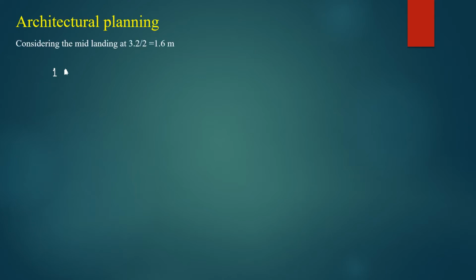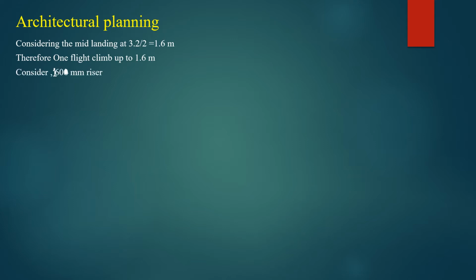So let us see about the architectural planning. Now let us consider the mid landing height as 1.6 meter. As we already know, the floor to floor height of a building is 3.2 meters. So mid landing is present at the midway of the floor. Therefore 3.2 divided by 2 gives us 1.6 meter. It is obvious that one flight needs to climb up to 1.6 meter.